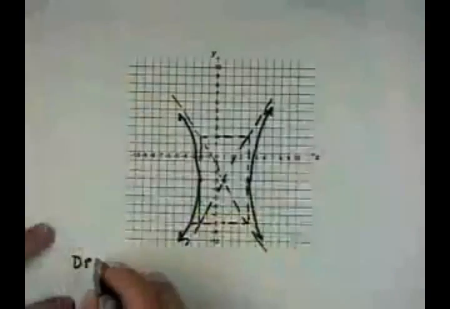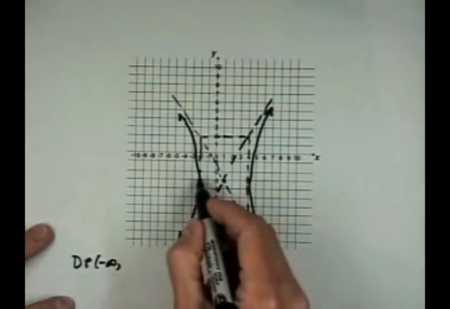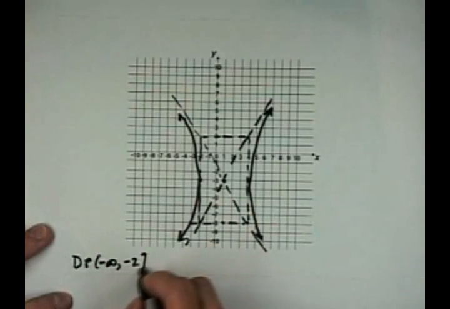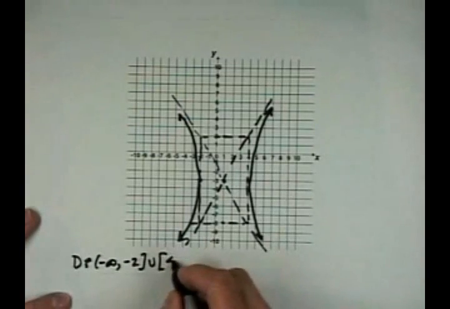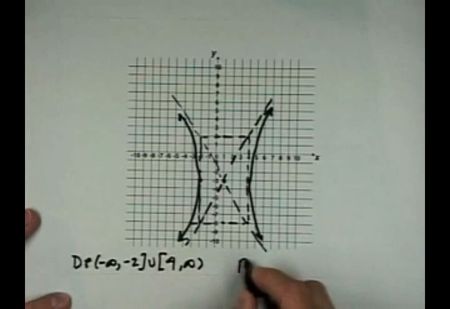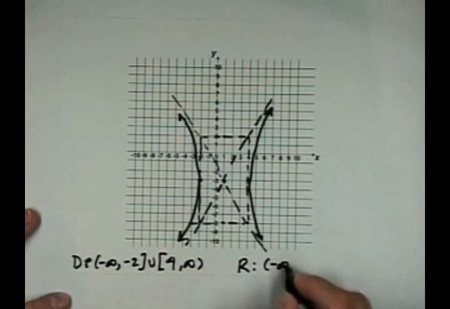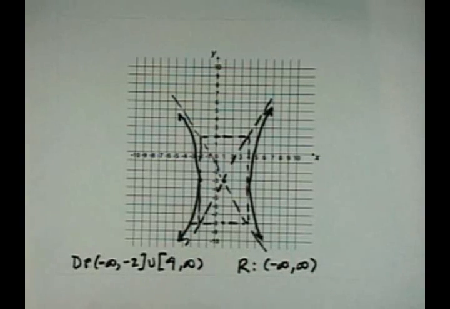The domain of this is from negative infinity to negative 2, including that, unioned with positive 4 to infinity. The range is all real numbers written negative infinity, infinity.